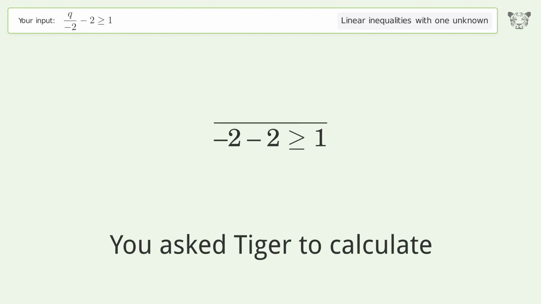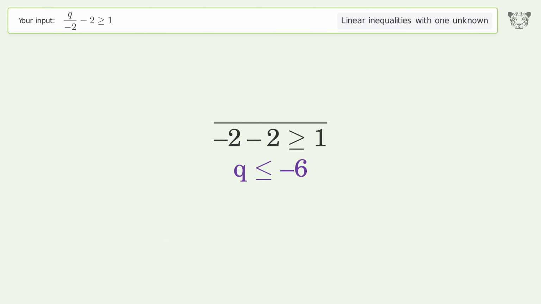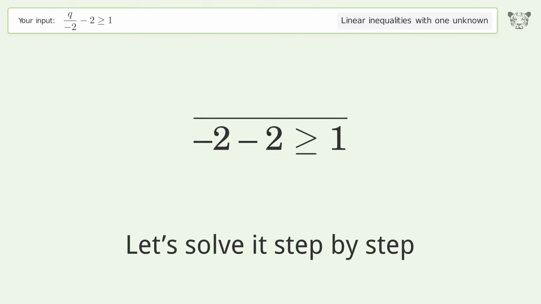You ask Tiger to calculate. This deals with linear inequalities with one unknown. The final result is q equal or smaller than -6. Let's solve it step by step.